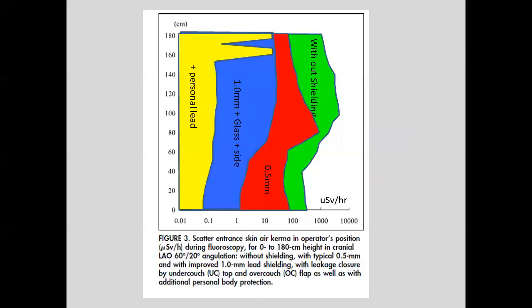Okay, so this is interesting. So green is without shielding, undercouch shielding. You go down to here with your couch and your above shield, and then this is your personal protection. What do you think's here?